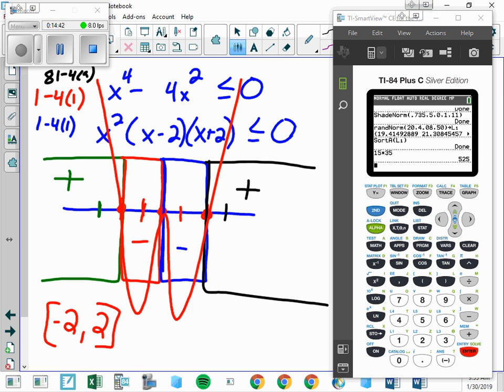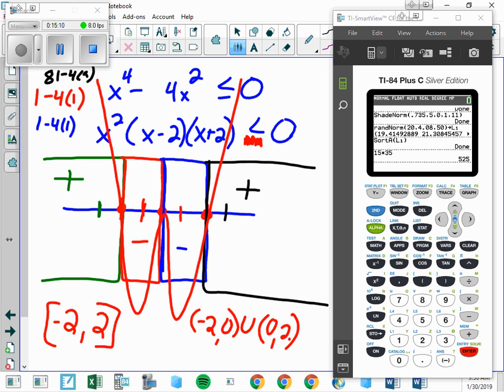Okay, what if there was no equal to right here? How would that change it? The outsides would turn into parentheses, but something else changes. 0 is no longer one of the answers. So it would be -2 to 0 union with 0 to 2.